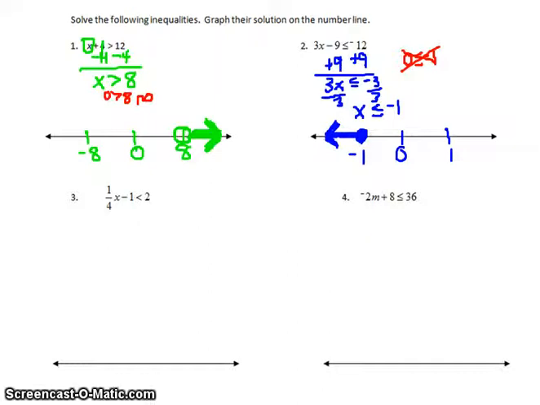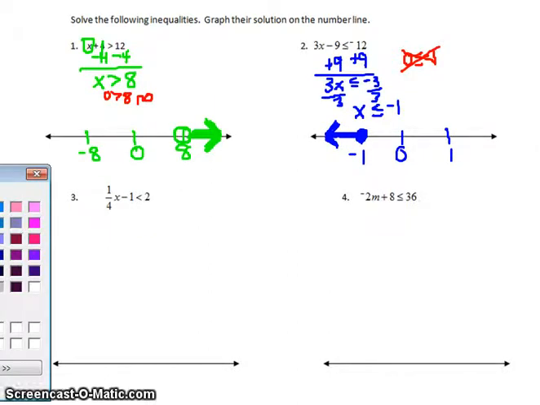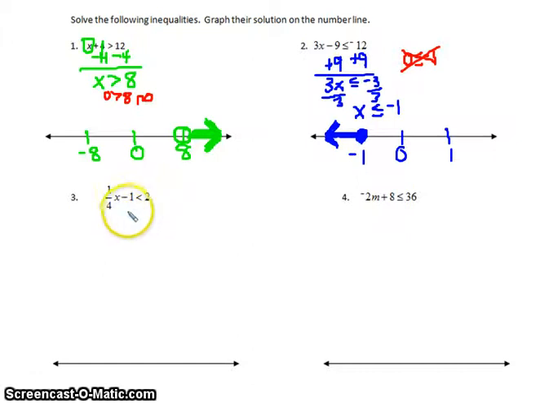Problem number 3. Let's see, we'll get another color. We are going to add 1 to both sides, still trying to isolate our x. That gives us 1/4 x is greater than 3. Ooh, I take that back. It's not greater than. 1/4 x is less than 3. Sorry about that. So now we have to get rid of this 1/4.